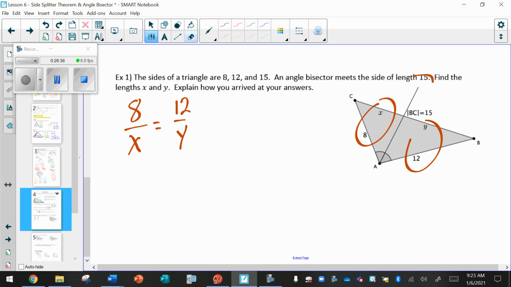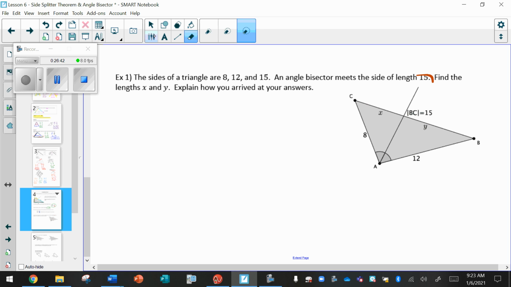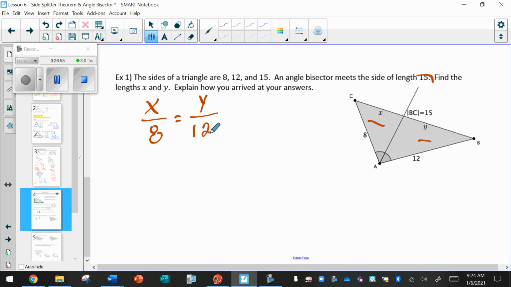If you'd rather, you can write it upside down compared to what I just did. And you can just say the piece over the side of the angle is equal to the piece over the side of the angle. Now in this particular problem, we have two different variables in the same proportion. So how do we find x, or how do we find y? That's where the fun algebra stuff comes into play.